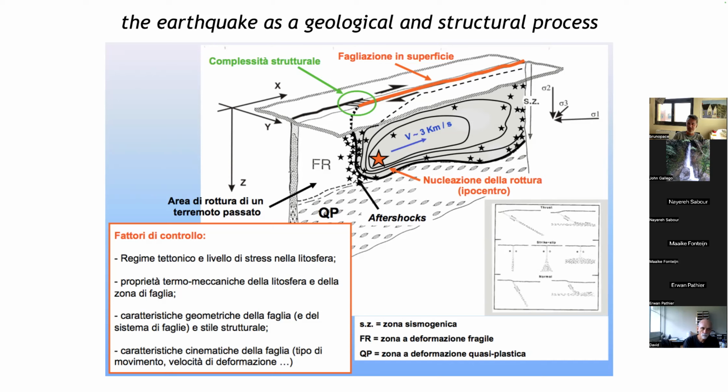We know also that we can have some structural complexities that can stop or not stop the migration of the rupture. So it can be a barrier or not for a rupture, and can give us different results in terms of magnitude and so expected ground motion.